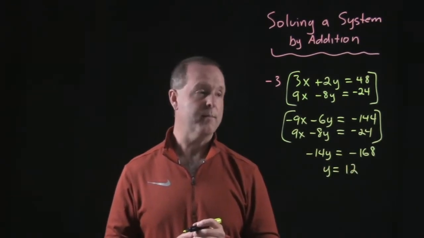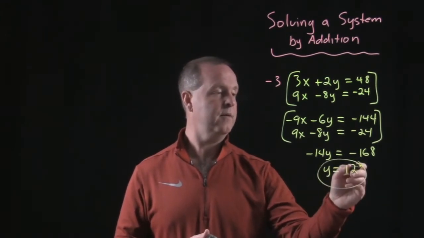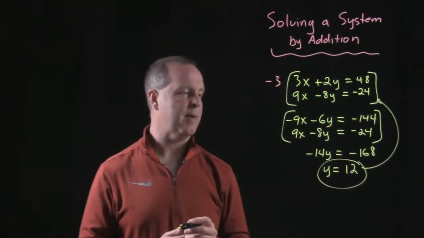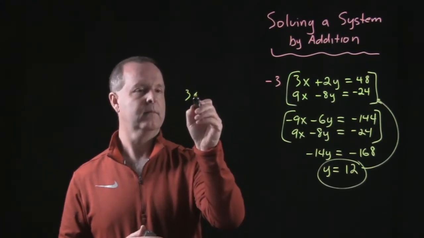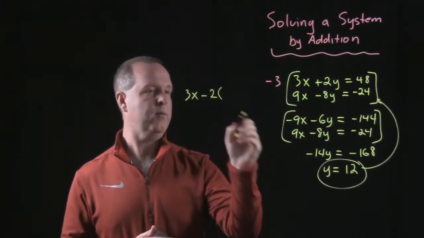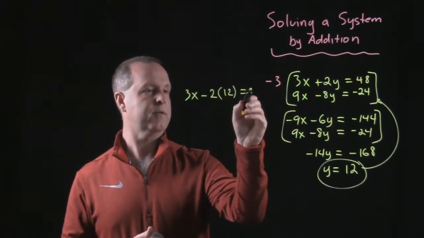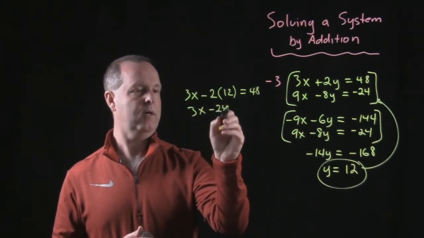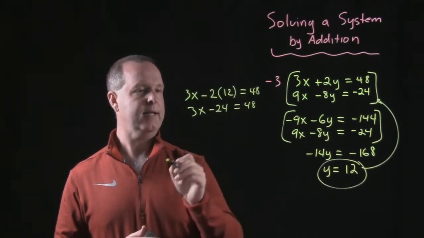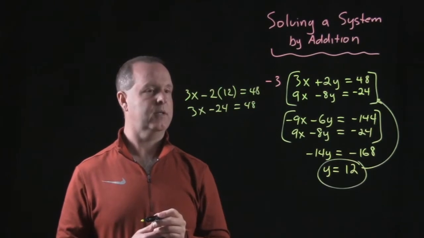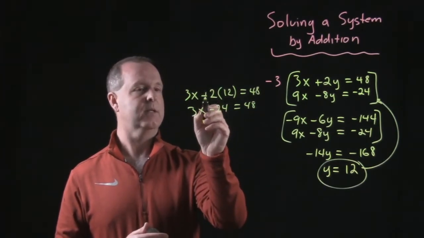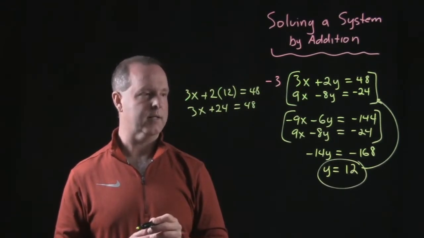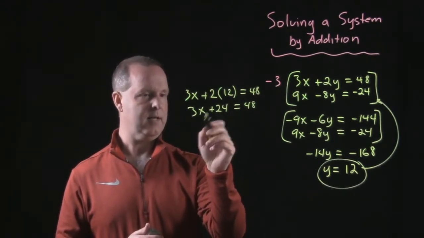And then from here, we back substitute. We take that value and plug it into our system, whatever equation you feel might be the easiest one to do. 3x minus 2 times y, which is 12, equals 48. So 3x minus 24 equals 48. Wait, I want to make sure, that's a plus 2y there, isn't it? Plus 2y. Good thing I caught that. I didn't want to solve the problem correctly using a bad value.